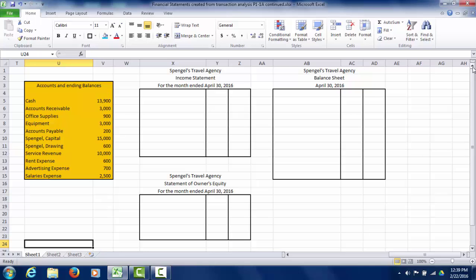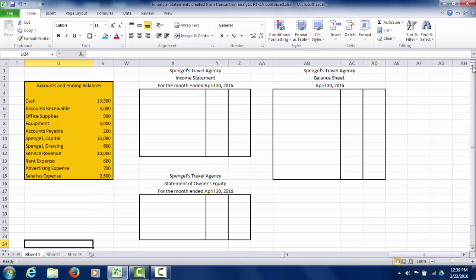You'll notice that the company name always goes first. The name of the document always goes second. And then you put the date on the 3rd line of the heading. If you notice, the income statement and the statement of owner's equity have a very long date, for the month ended April 30th, 2016. But you don't see that long date under the balance sheet. You just see the date.